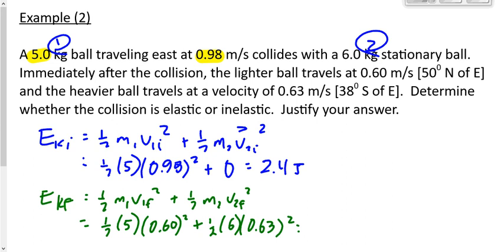Why did I not pay any attention to the 50 degrees north of east or the 38 degrees south of east? Because it's a scalar, right? If I'm doing this using momentum, I got to pay attention to that. But if I'm doing this as kinetic energy, I don't. Makes it way easier. Solve for EKF there, by the way, to two significant figures again. It works out to be 2.1 joules.